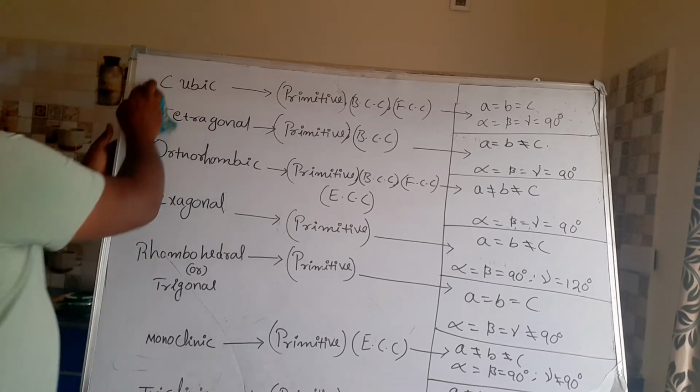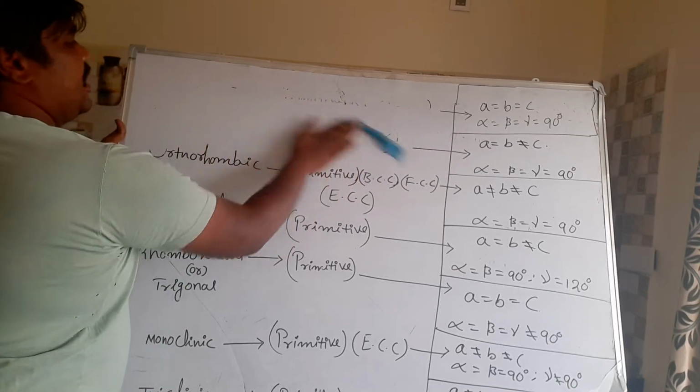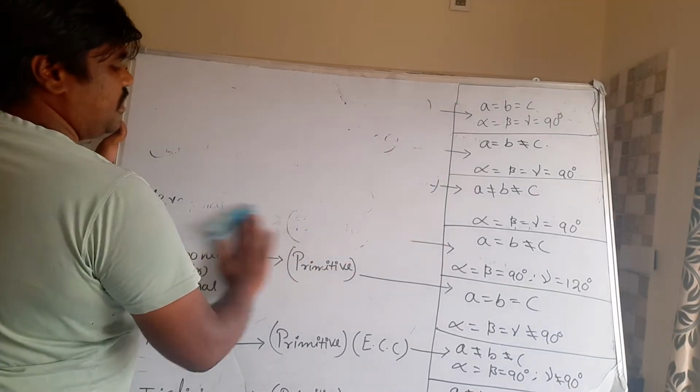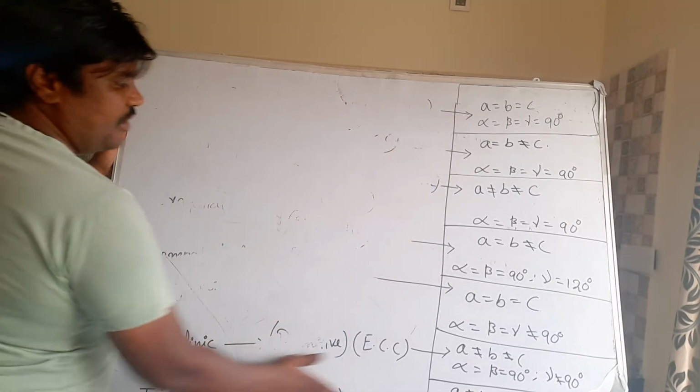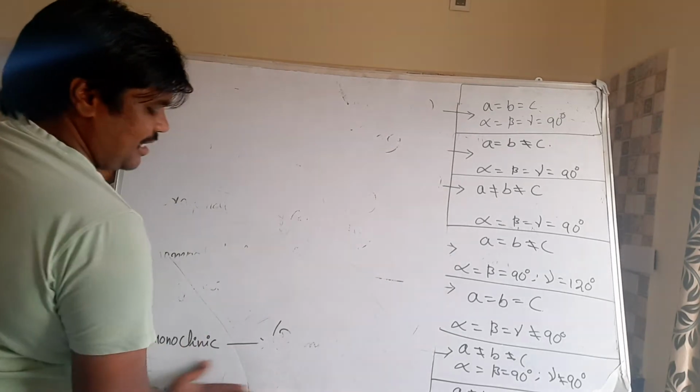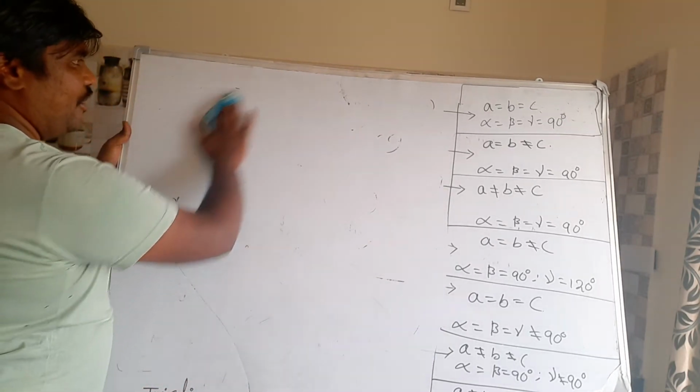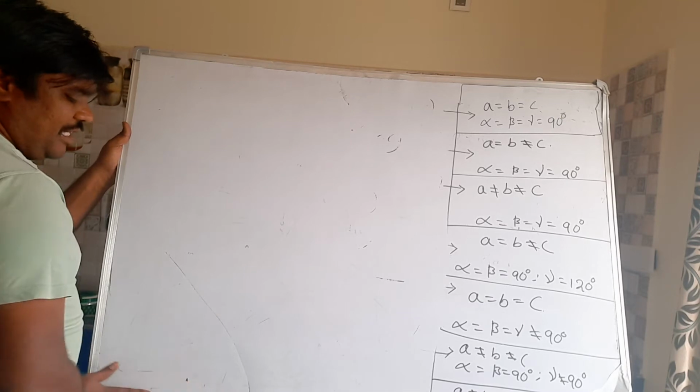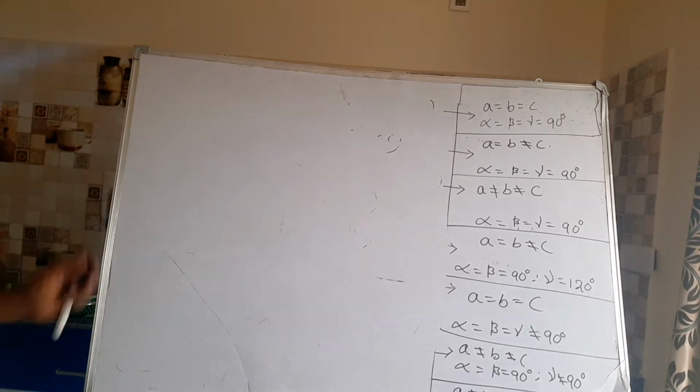For simple cube, I am going to give you some examples. For tetragonal, I am going to give you some examples. For every one, I am going to give you some examples. You have to memorize them. That is very helpful for your objective examinations especially, right?